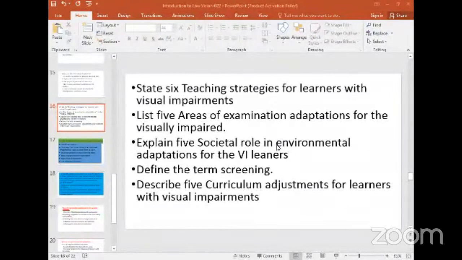Pascal. Yes. Can we say one of them is creating awareness? For example, like us who know the importance of adapting the environment, we are supposed to create awareness to those people who don't know the importance, so that they can be able to accommodate all the people with disabilities, and especially the VIs. Yes, yes, yes. What is your take, the rest?